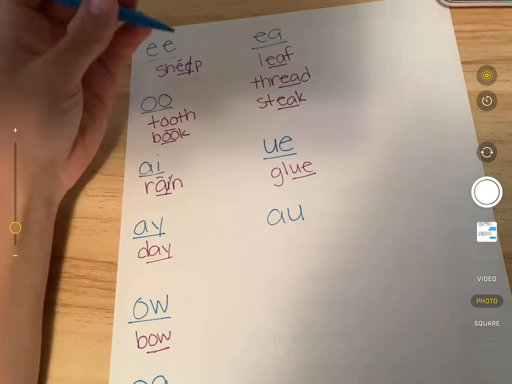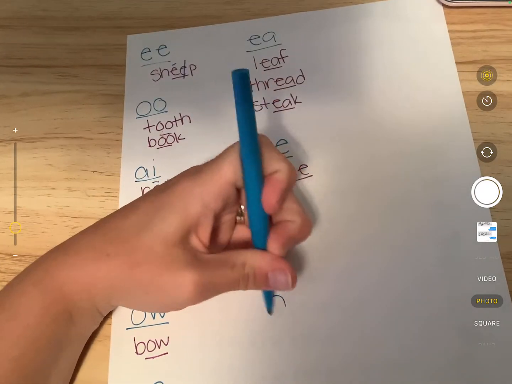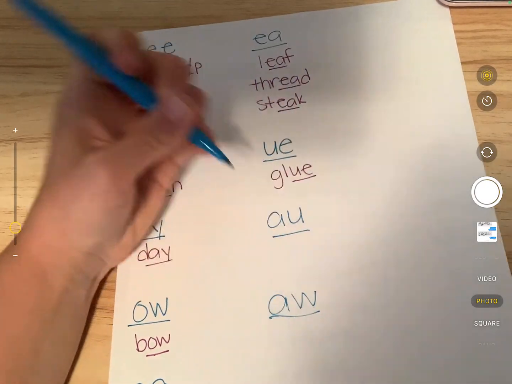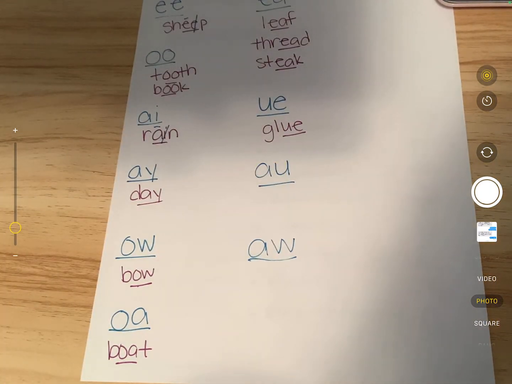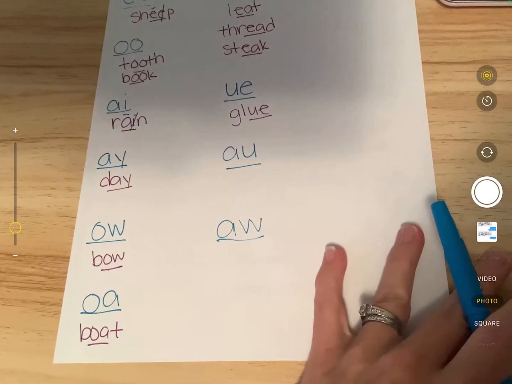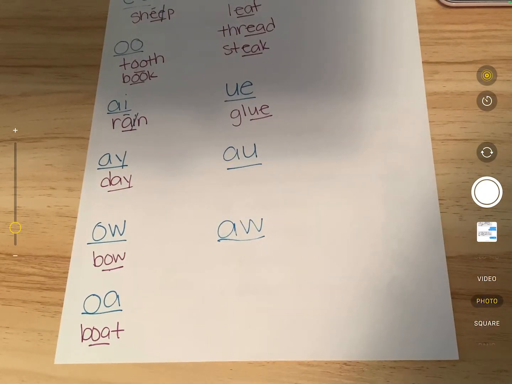AU. You know what? Let's do these both at the same time. AU and AW. They both say the same sound, but you find them in different parts of the word. Does anybody know what AU and AW say? Pause me and say it if you know. They say aw, like aw, how cute.